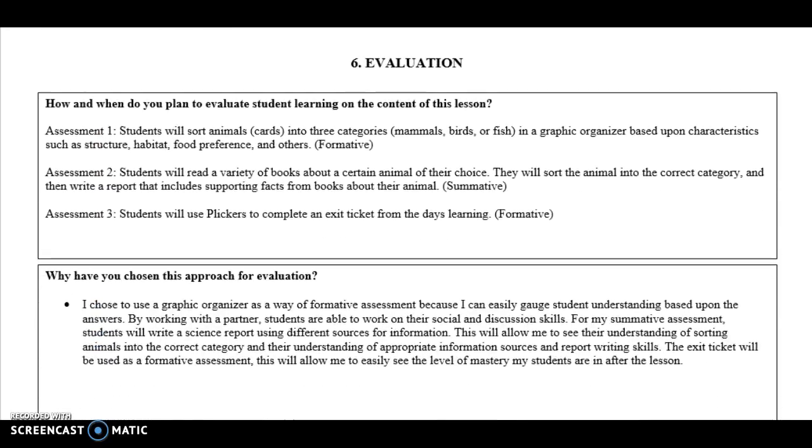Section 6, Evaluation. How and when do you plan to evaluate student learning on the content of this lesson? Assessment 1. Students will sort animals, the animal cards, into 3 categories: mammals, birds, or fish, and a graphic organizer based upon characteristics such as structure, habitat, food preference, and others. And that's going to be a formative assessment.